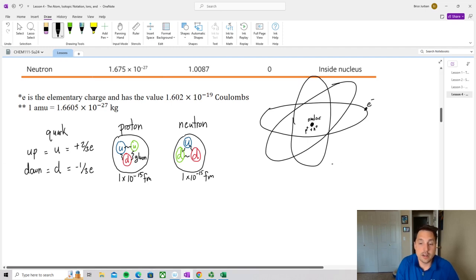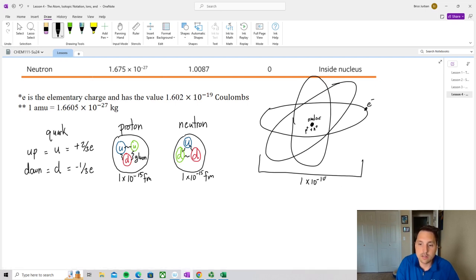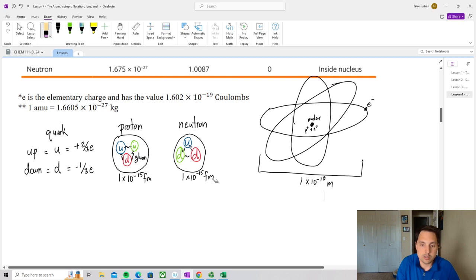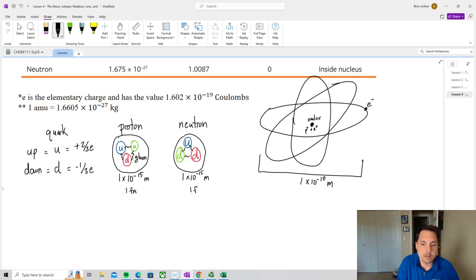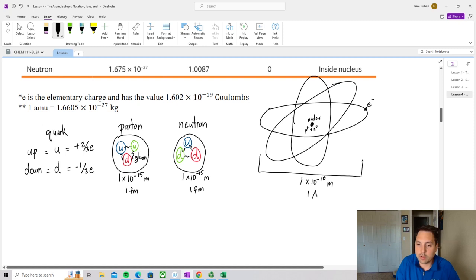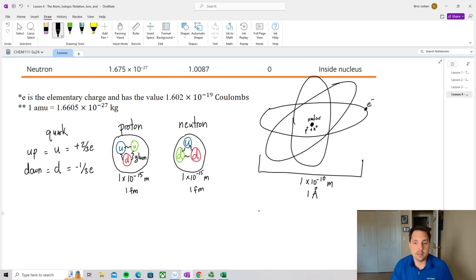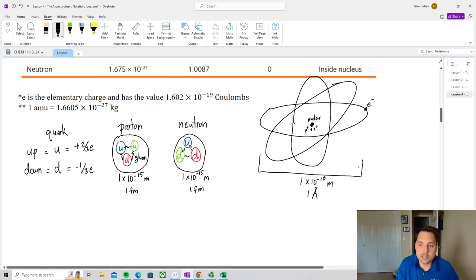And the size of an atom is approximately 1 × 10⁻¹⁰ meters. Oh, sorry, I should write this as meters, I'm sorry. So this is about 1 femtometer, 10⁻¹⁵ meters, and this is approximately 1 angstrom. So there's a difference of about an order of 10 to the 5th between the size of that nucleus and the size of the atom. So the nucleus is really, really small.